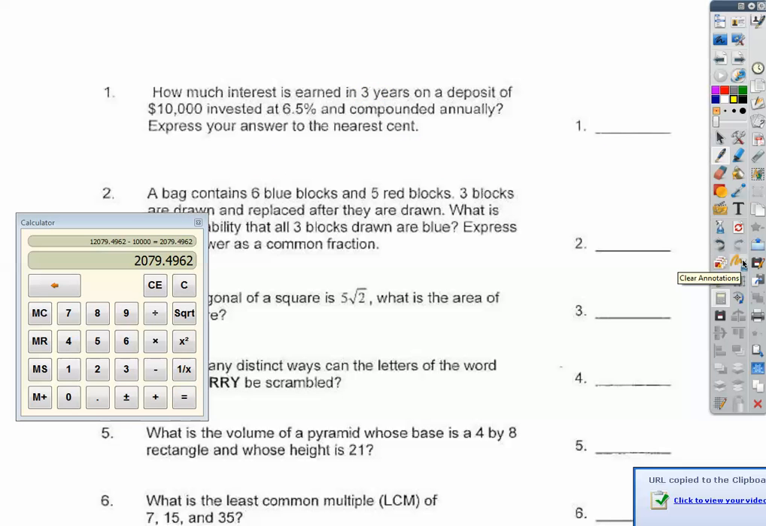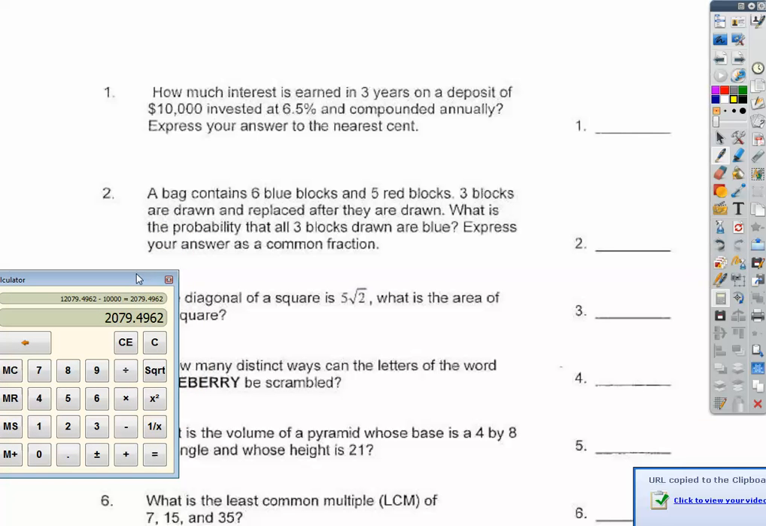A bag contains 6 blue blocks and 5 red blocks. 3 blocks are drawn and replaced after they are drawn. What is the probability that all blocks drawn are blue? Well, it's always replaced, right? So you have 11 total, so you have 6 out of 11. And then it's replaced. So 6 over 11 times 6 over 11 times 6 over 11. So just have to multiply it out.